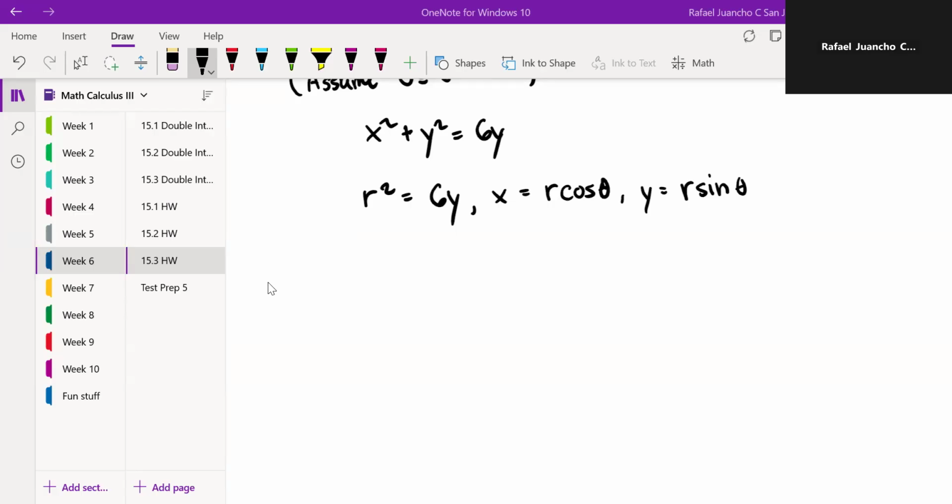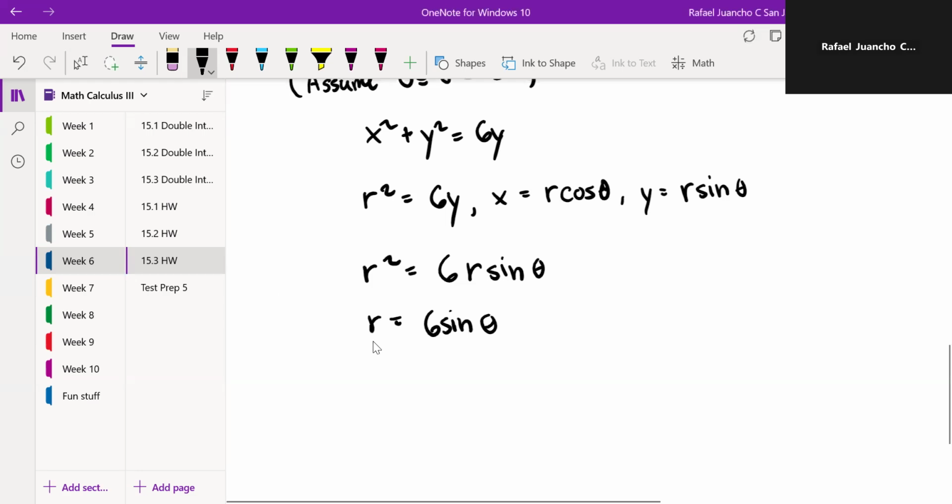Based on what we've derived here, y is r sine theta. So we can say that r squared is equal to 6r sine theta. We can take out an r, so r equals 6 sine theta. And that's the answer. So we just used this idea, plugged it in here, then got that one. And that's it.